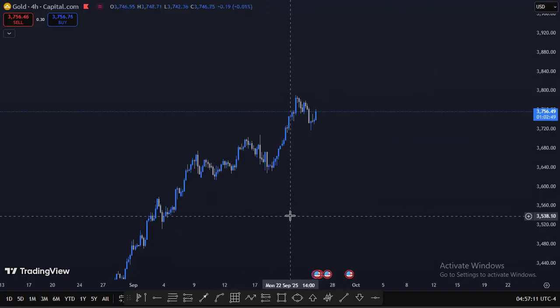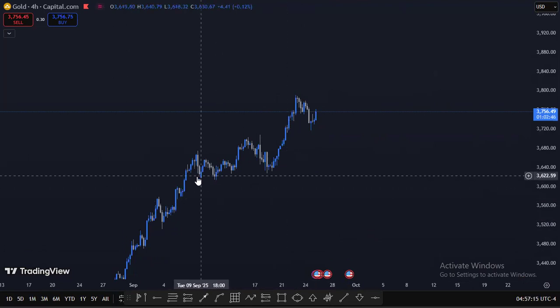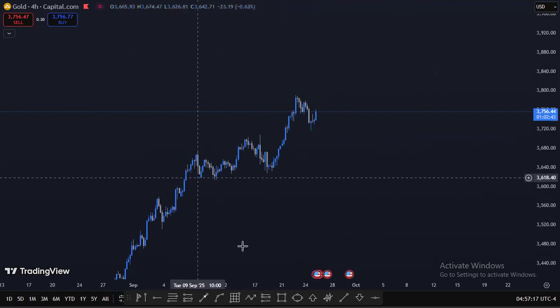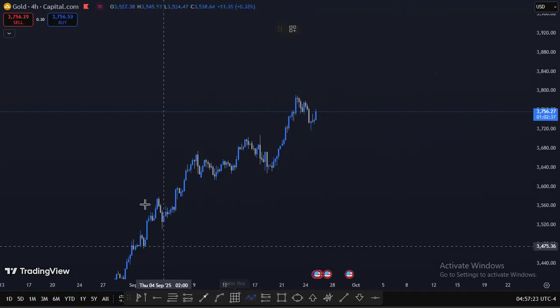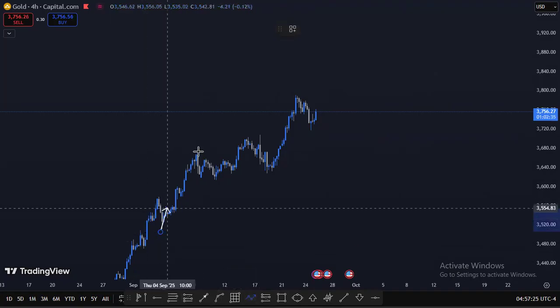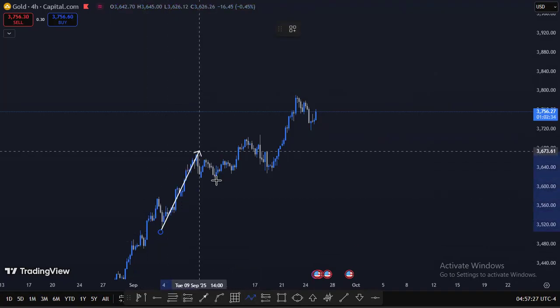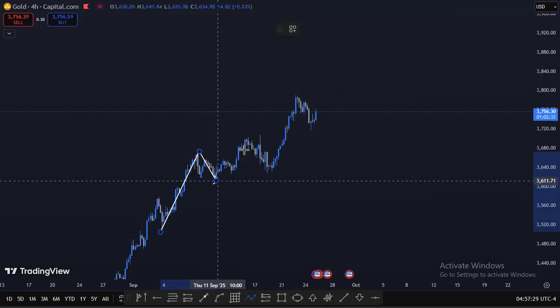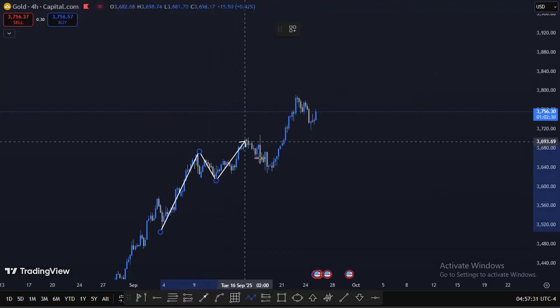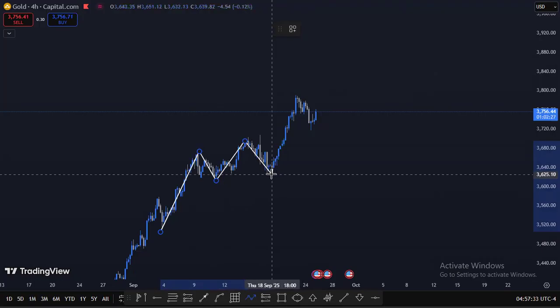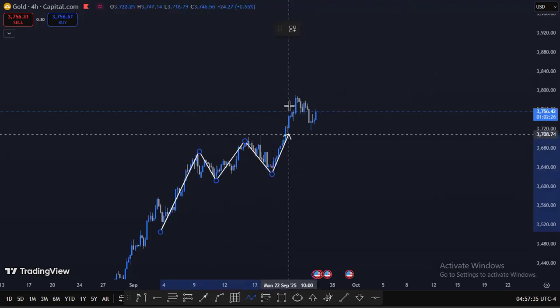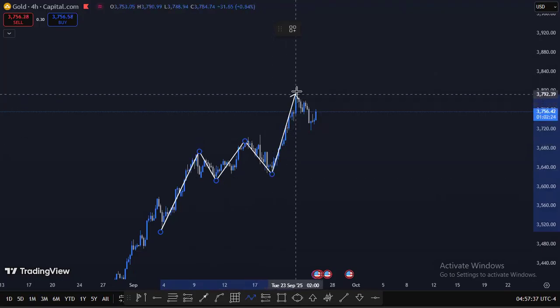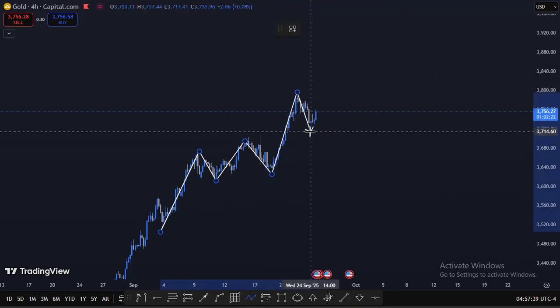Because we're making higher highs and lower highs. I meant to say we're making higher highs and higher lows. Let me make this easy by demonstrating it visually. As you can see, we have a higher high, higher low, higher high, higher low, higher high, and our higher low.